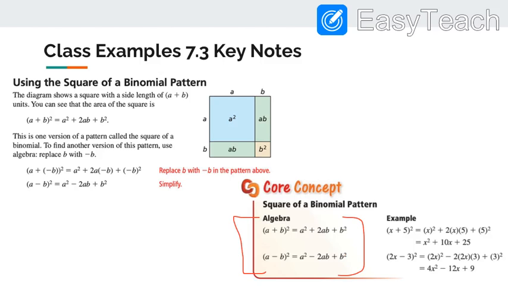For both of these, you always get a squared and b squared, and you always have a 2ab. It's just if it's a positive in between, it stays positive. If it's a negative in between those two, it becomes negative. Let's go use this pattern and see how it can help us solve problems a little bit faster.